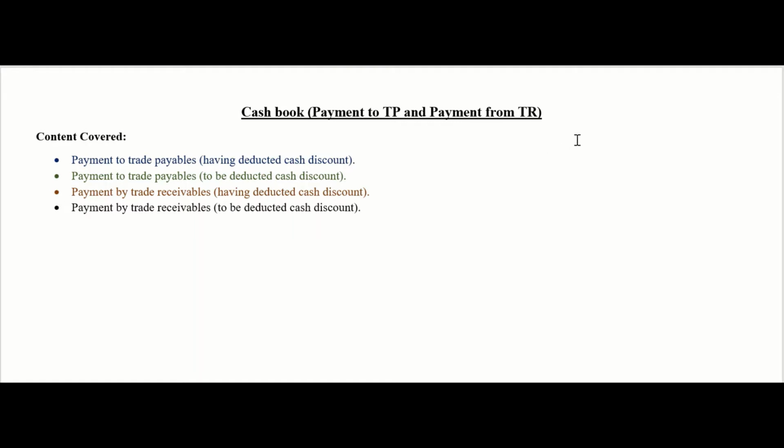Let's look into some key aspects of double entries related to cash book. The contents covered: payment to trade payable and payment from trade receivable.